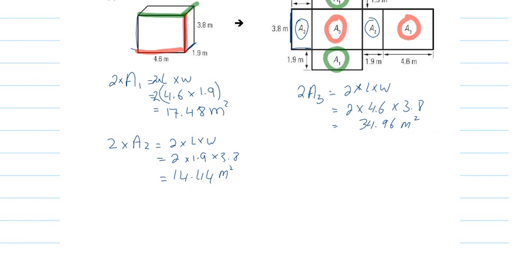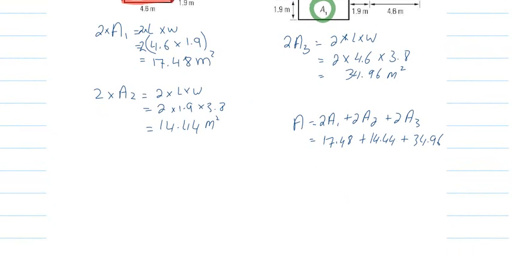So it's important to draw your net properly and to know your measurements. Okay? Then at the end, all you have to do is add all of them together. So the area is going to be 2A1 plus 2A2 plus 2A3. 2A1 was 17.48 plus 14.44 plus 34.96. And that would give me a total area of 66.88 meters squared.